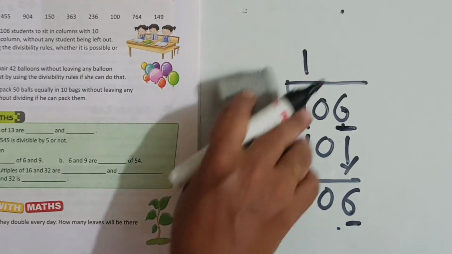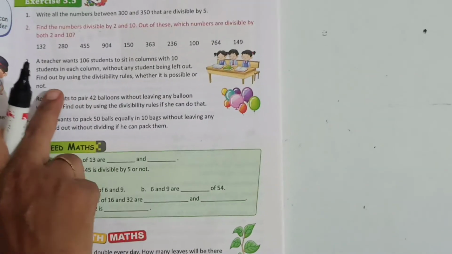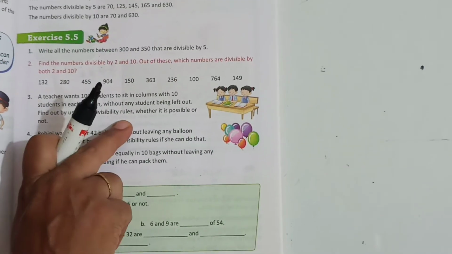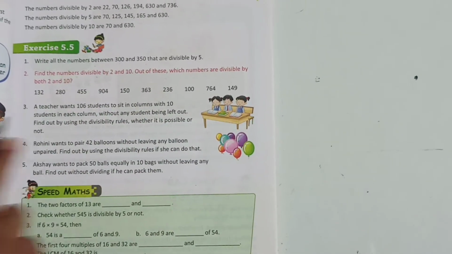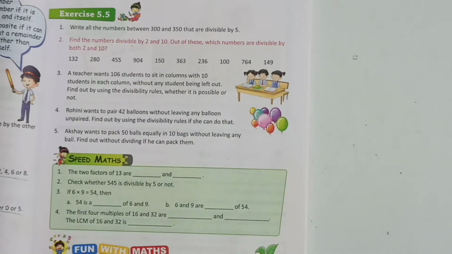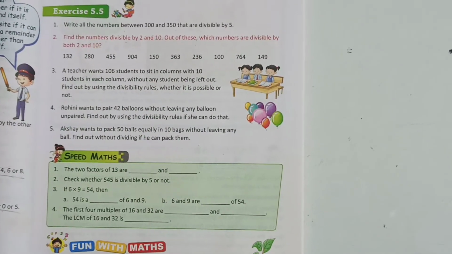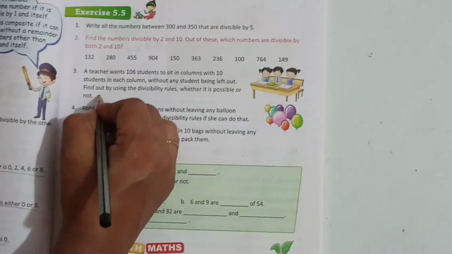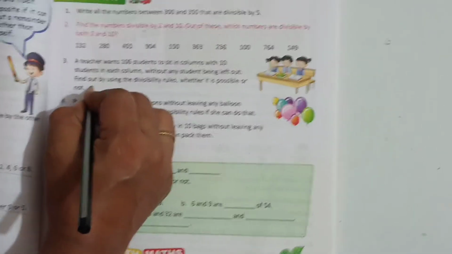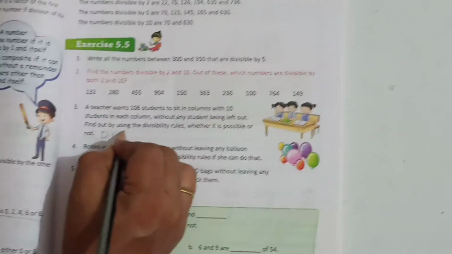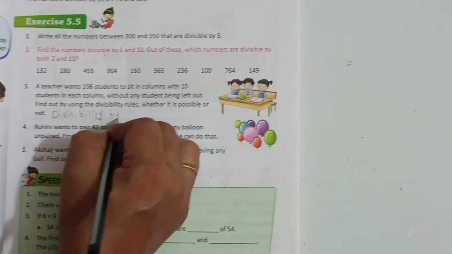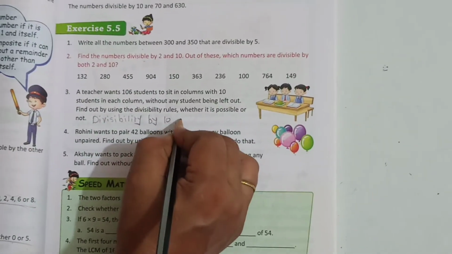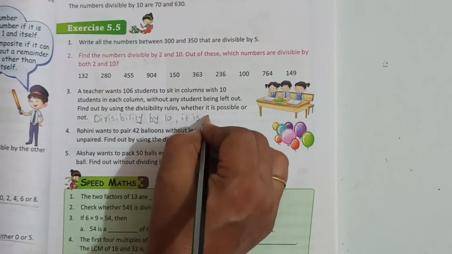And if there is no 0 in the ones place, this number is not divisible by 10. So, find out by using the divisibility rule whether it is possible or not. No, it is not possible. So we have to write here divisibility by 10. It is not possible.